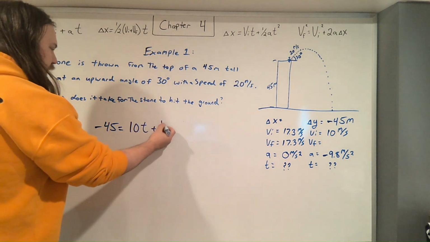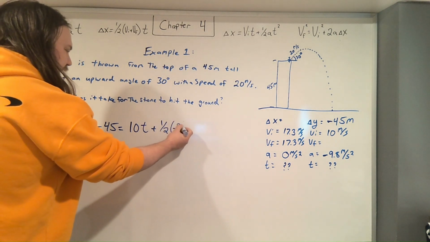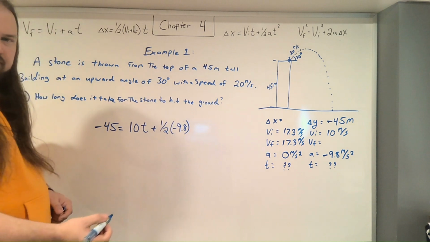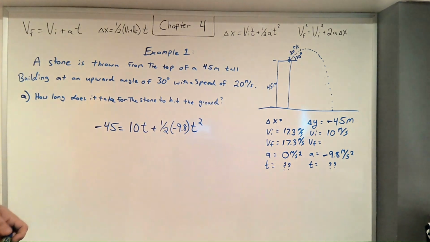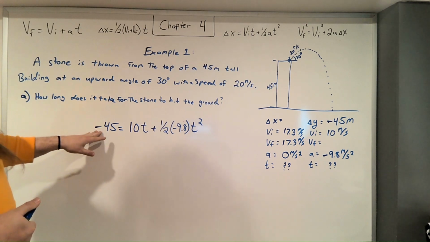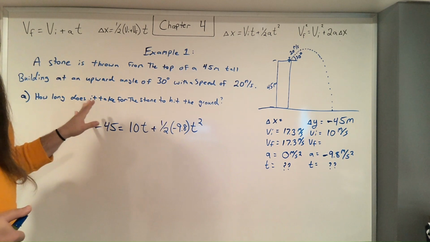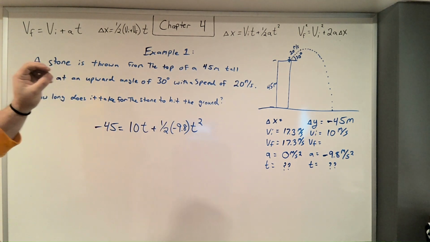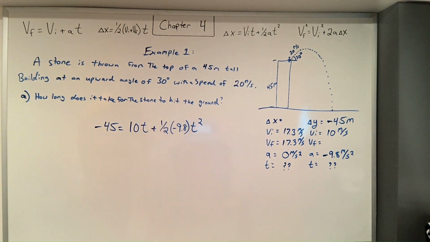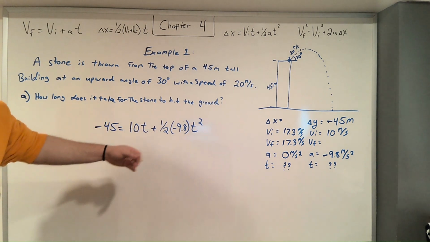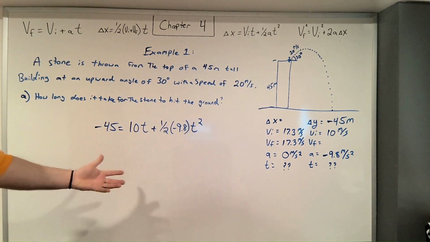Plus 1/2 times A. Our A is a negative 9.8. And then, of course, this will be times t squared. Okay, now what do we do? So I've got t in there twice. One is squared, one is not. So if I added this 45 to the other side, we'd end up with a 0, and we'd have a factor with no t, a factor with 1t, and a factor with a t squared. And that's known as a quadratic. So that would be a polynomial or a quadratic, and we need the quadratic equation in order to solve that.